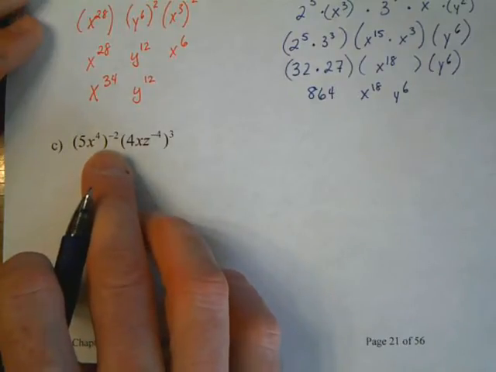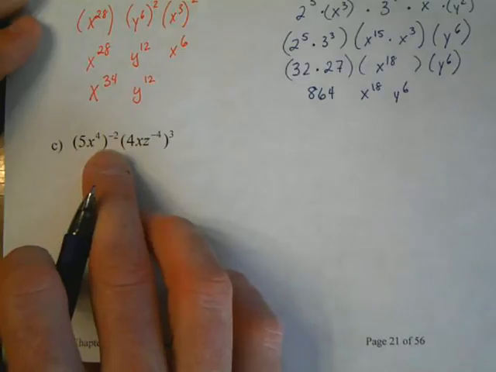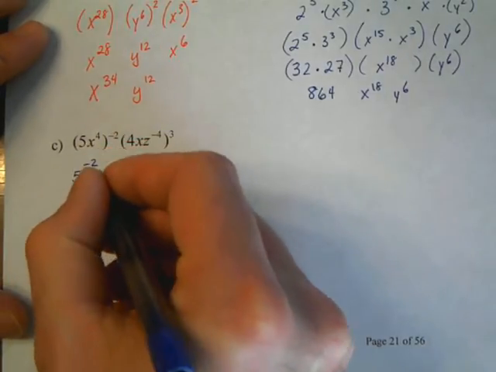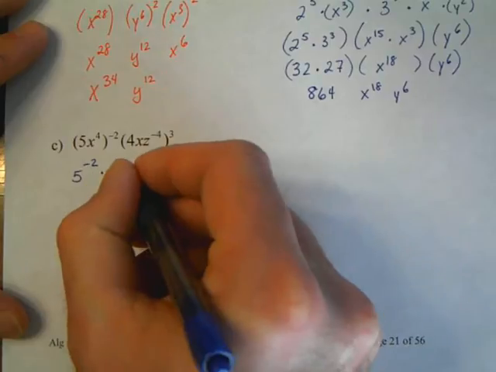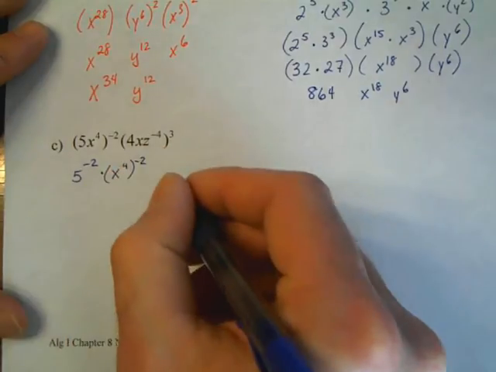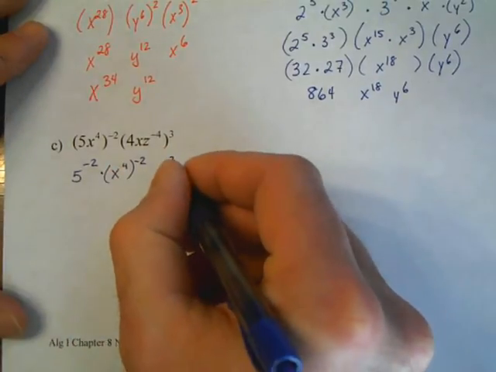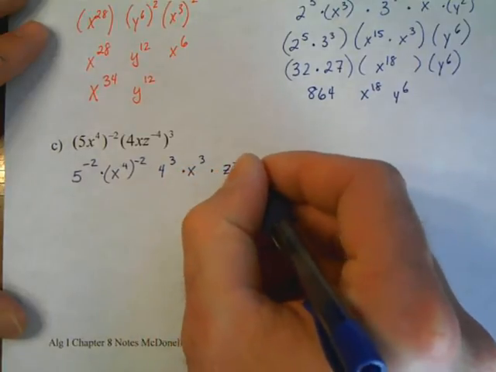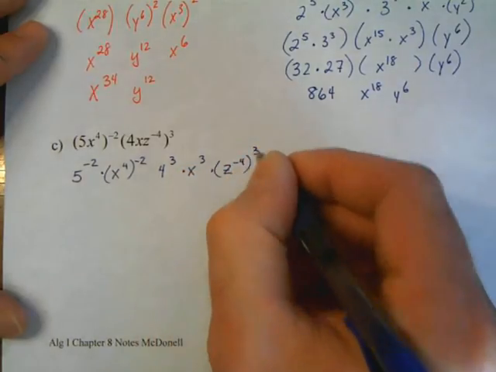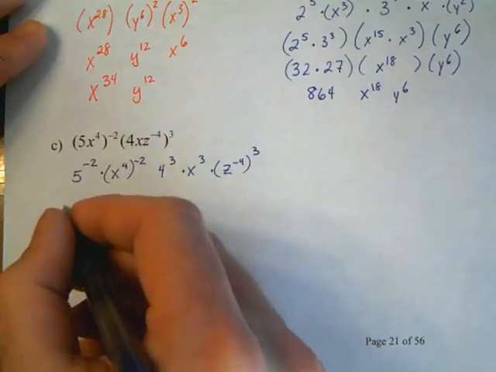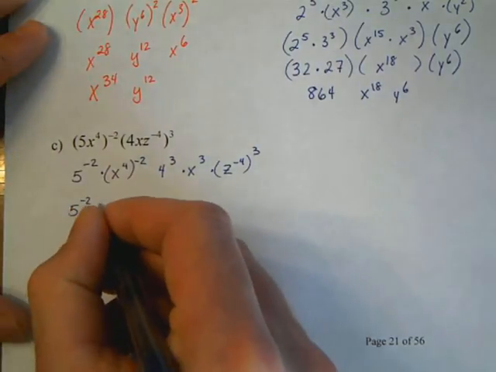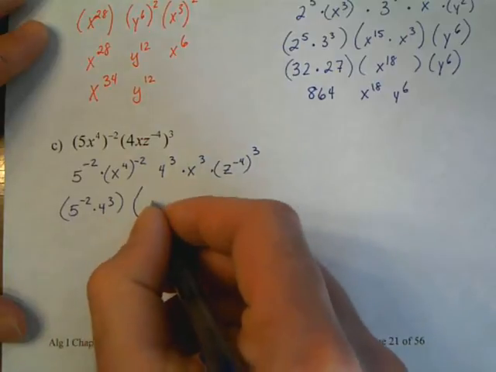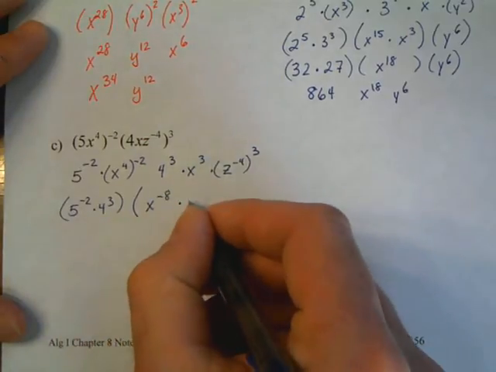Now let's look down at our bottom problem on the sheet. Once again, we have two different things multiplied together, but now we have a negative exponent. So as we work through our problems, we're going to have to remember that negative exponents may go to the bottom at some point. So first, let's distribute. 5 to the negative 2, x to the 4th to the negative 2, times 4 to the 3rd, times x to the 3rd, times z to the negative 4th, raised to the 3rd.